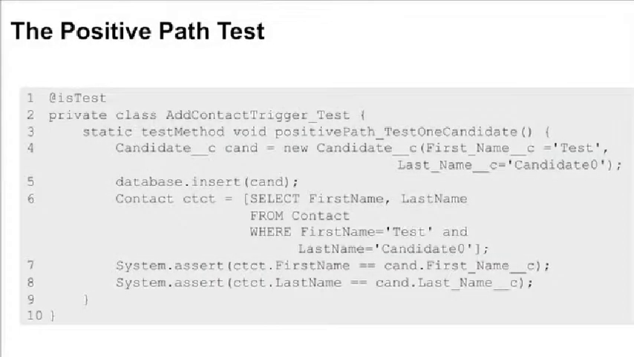Now, on line 4, we create our candidate and insert it into the database. That would then fire off our trigger. We're then going to query the database to find out: in creating a candidate, did our trigger successfully create that contact? And so we're going to do an assertion that, let's say, we properly populated the first name field from our mock data right here.